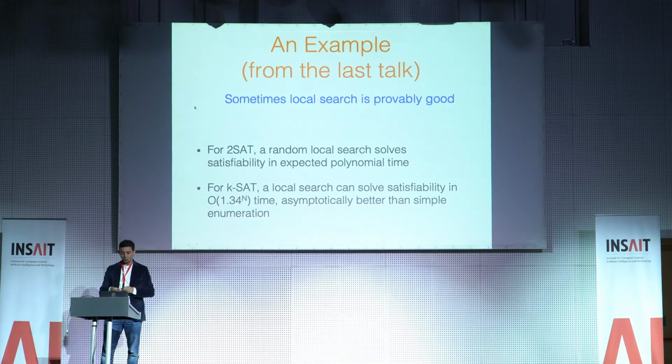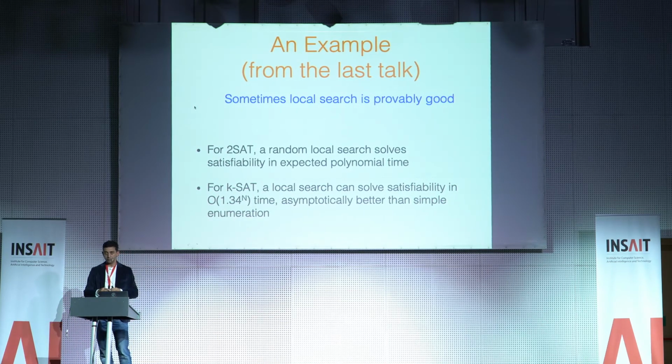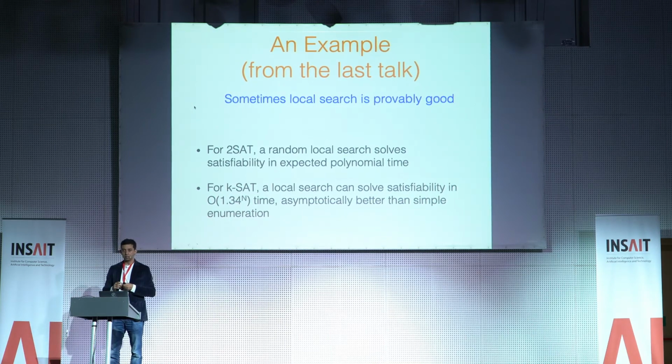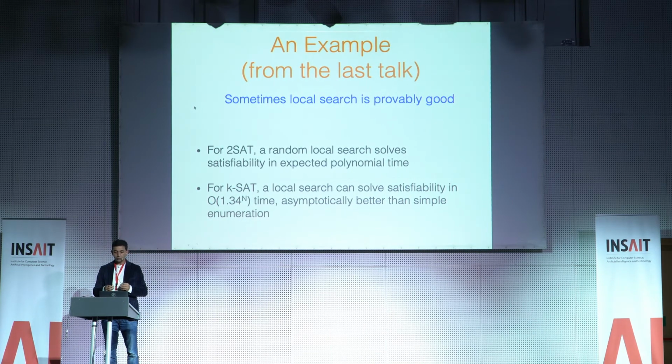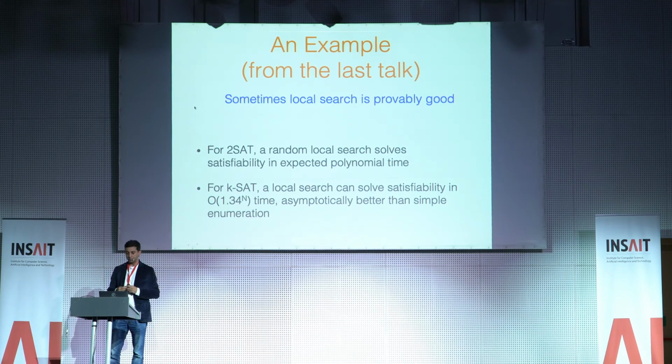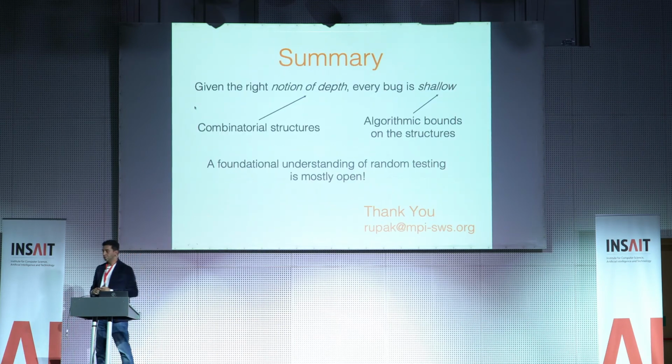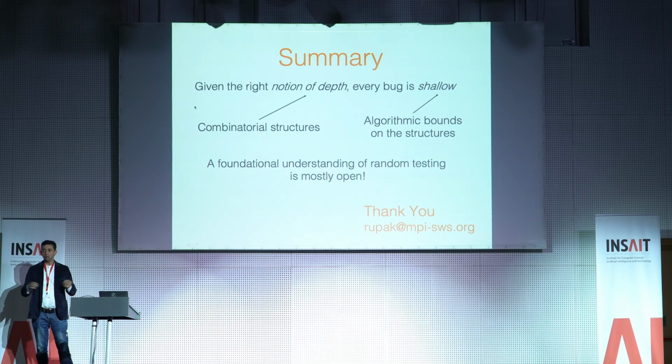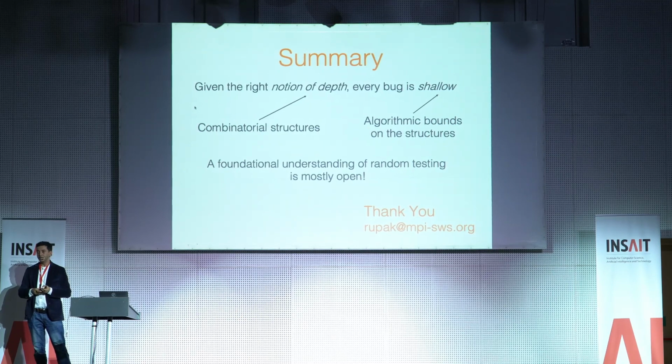Sometimes we can actually show that local search is provably better than naive search. And one of these examples is for KSAT. For KSAT, there is a very nice randomized local search algorithm due to Schoening that shows that you can solve KSAT, or well, 3SAT in about 1.34 to the n time. Maybe it's less than 2 to the n. So in some sense, there is some hope that you should be able to prove a better than naive bound on this kind of random local search algorithm. So this is what I will say. Essentially, what I want to say is that random testing seems like a very empirical discipline, but I think there are some very nice theoretical problems there, and many of them are actually open.